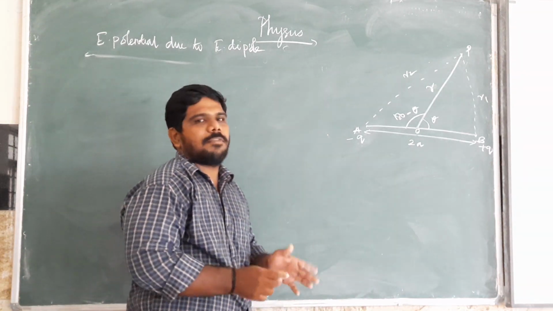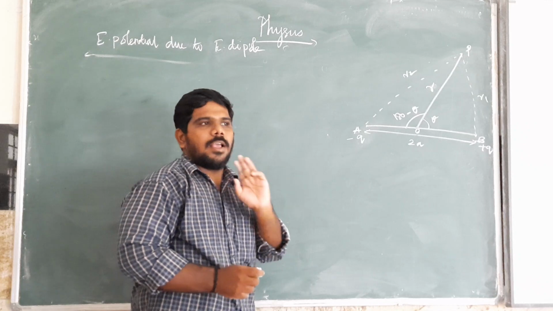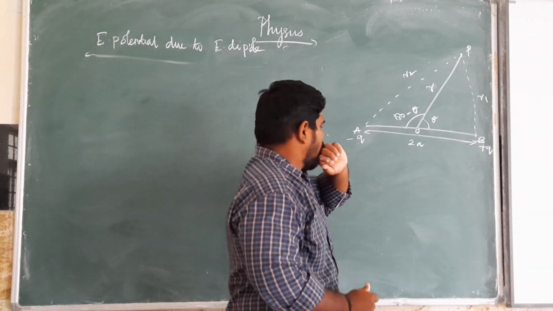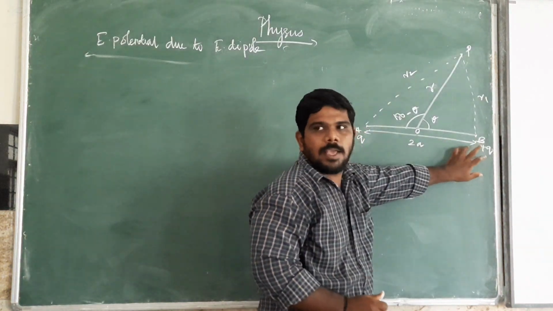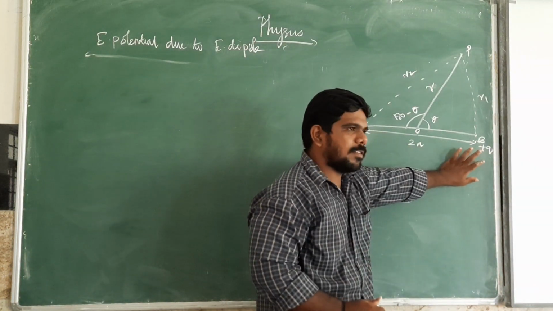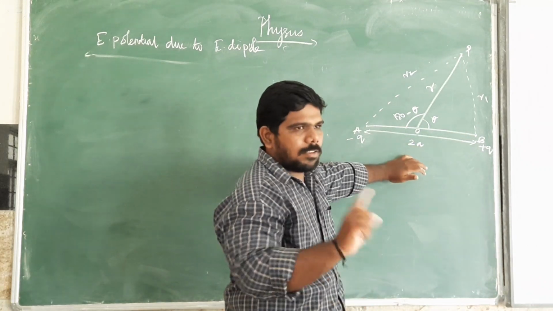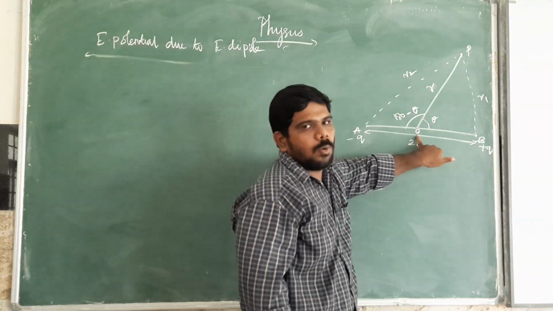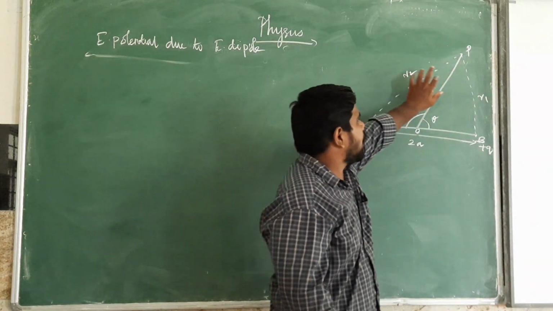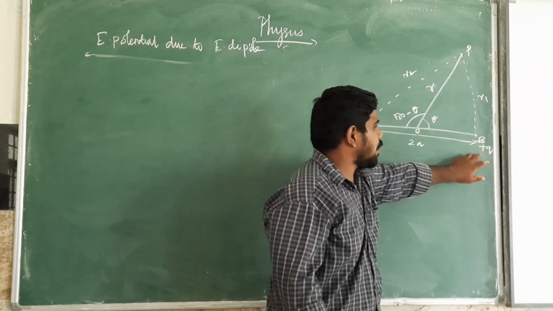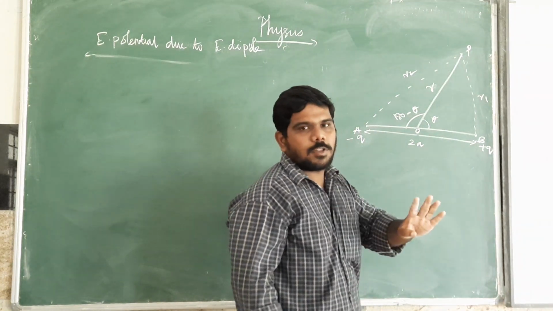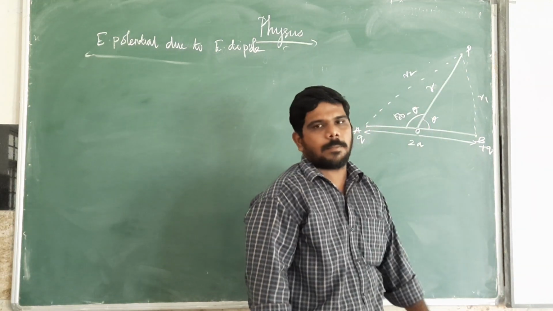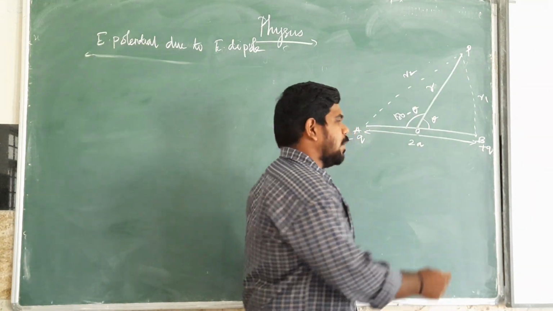If you are going to write the 5 mark question, you have to first write the first 4 points. What are the 4 points? First point, consider an electric dipole AB having charges minus q and plus q separated by distance 2a. Second point, let P be a point at a distance r from the midpoint O. Third point, let r1 and r2 be the distances from the charges minus q and plus q respectively. Fourth point, let theta be the angle between the line joining PO and AB. Okay, clear?